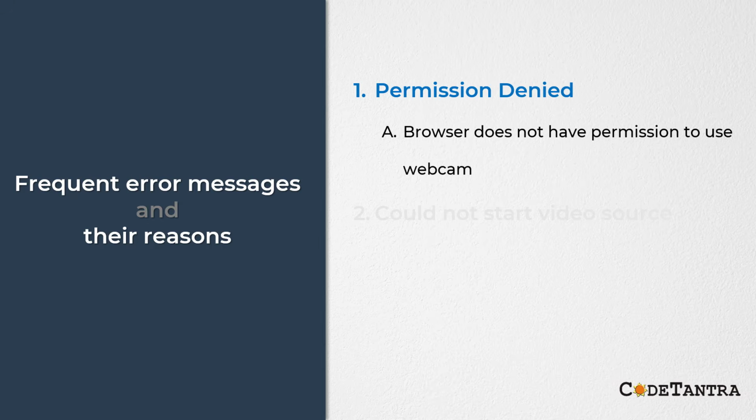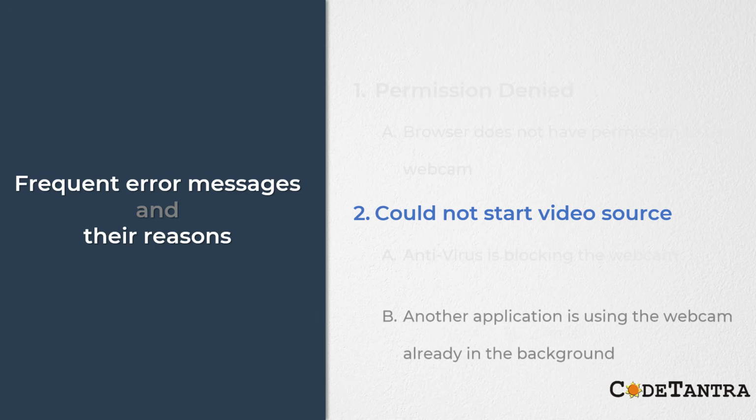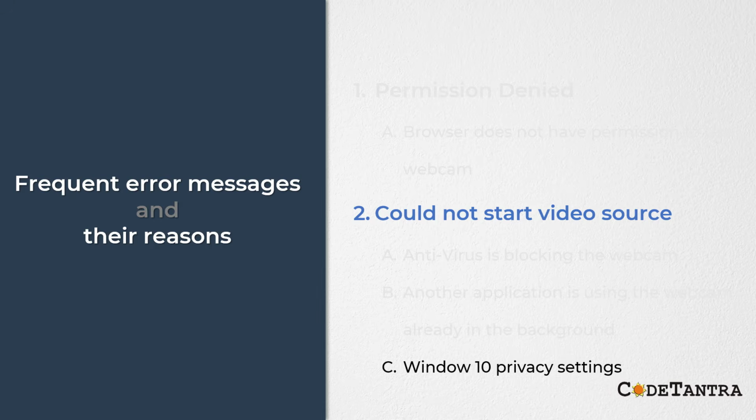The second problem, could not start video source. This happens in three cases mostly. The very first one is if there is any antivirus installed in your PC and that is blocking your web camera from privacy point of view. Secondly, if there is another application that is already using your web camera in the background and that application is not letting your browser use the web camera you want to use. The third reason for this is in Windows 10 we have a privacy setting regarding camera. So now that we know the reasons behind this, let's look into all of them one by one and see how we can resolve them.